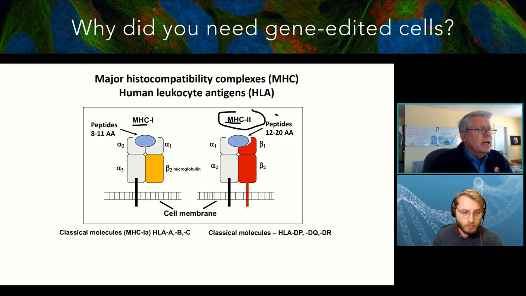And both of these types of molecules present peptides that are derived from processed proteins. And so MHC class 1 molecules load peptides that range between 8 and 11 amino acids in length, and MHC class 2 molecules present peptides that have a length between 12 and 20 amino acids. And these molecules take these peptides, they go to the surface of a cell, and they present the peptide and the MHC complex to T cells.